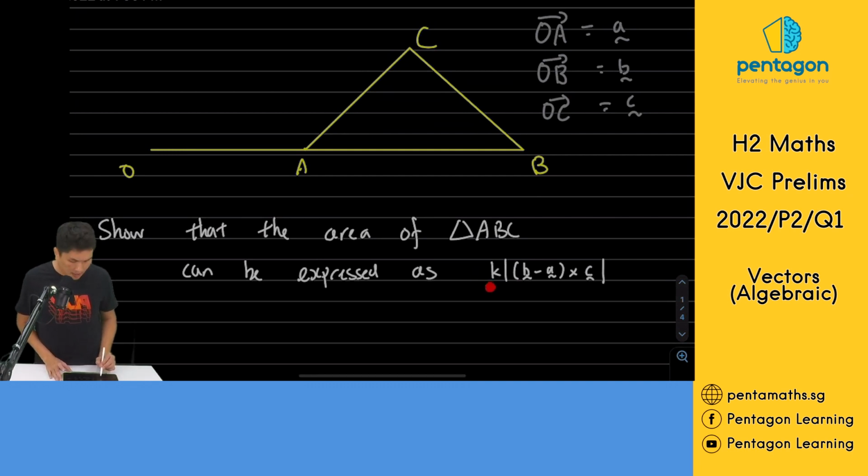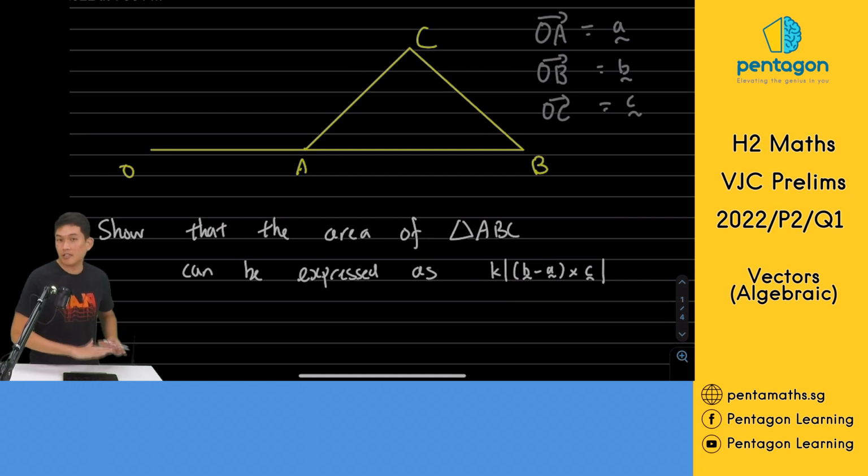which is a constant, times modulus of (b minus a) cross c. Now, let's take a closer look at what we're supposed to show. Inside the modulus sign, you see a vector, which is b minus a, cross another vector c. b minus a is OB minus OA, which is AB, right? So I'm doing AB cross c. c is OC. AB cross OC.